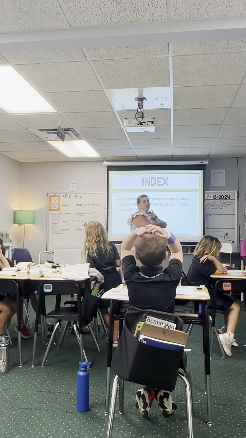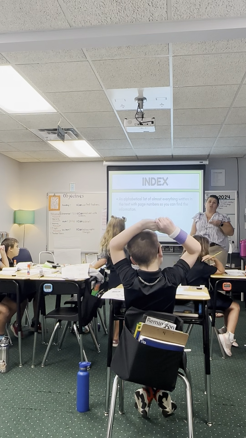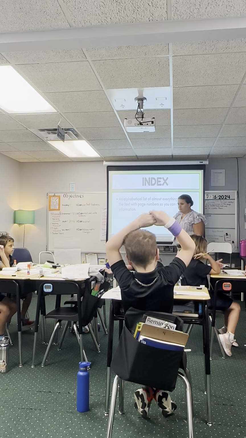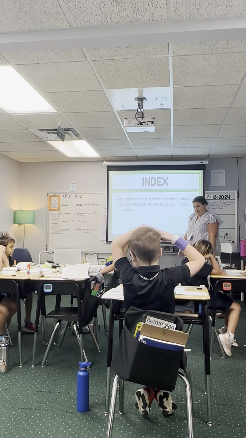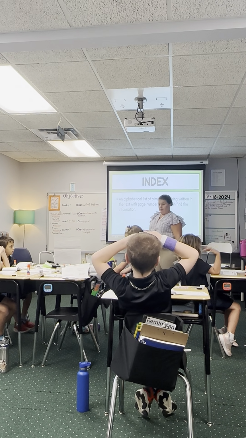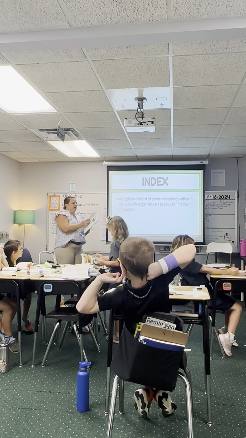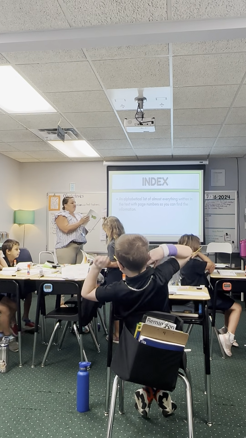Okay, so I don't want you guys to be confused. There's a glossary that's at the end of the book, but there's also an index at the end of the book. An index is also an alphabetical list. So what does that mean? Words that are in ABC order. But the index doesn't tell us the definition. The index tells us where we can find it in our book.